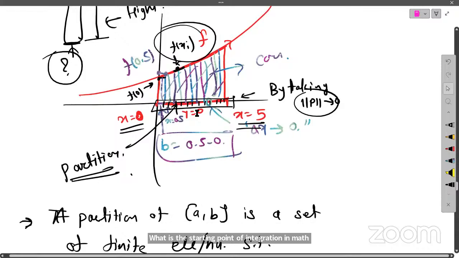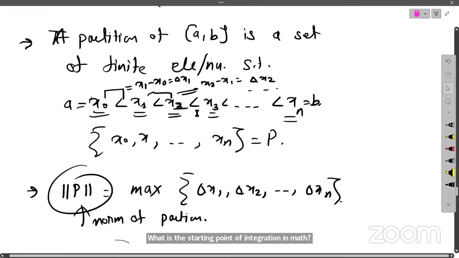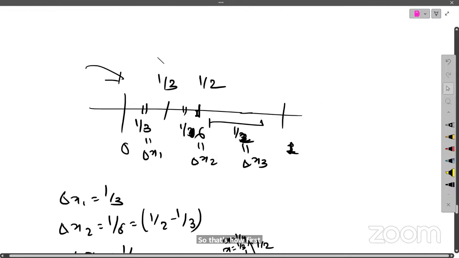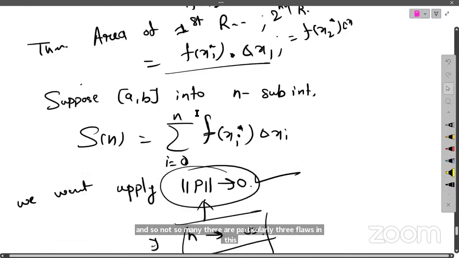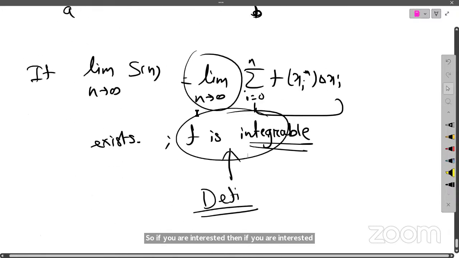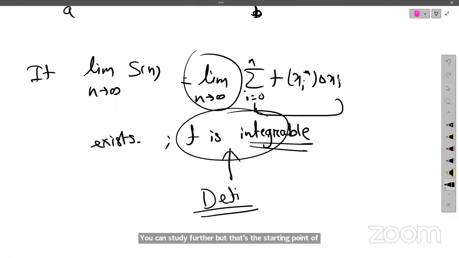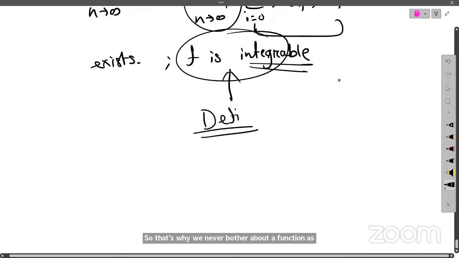So that's how Riemann first defined integration. Then there are particularly 3 classes in this integration, so if you are interested, you can study further. But that's the starting point of integration of any function. If this particular limit exists, then we say that the function is integrable. And it's actually very tough to show that a function is integrable using this Riemann definition. So we never bother about whether a function is integrable or not.